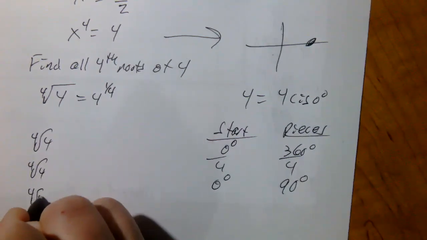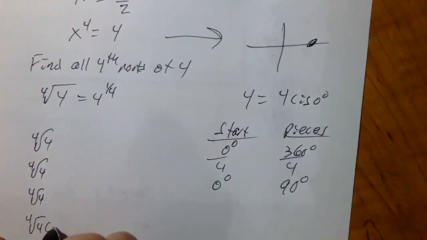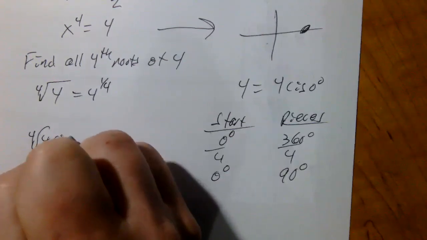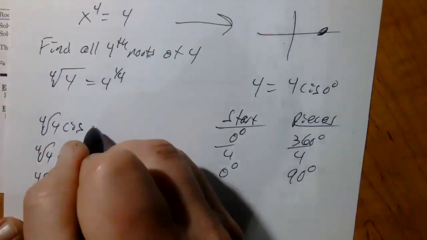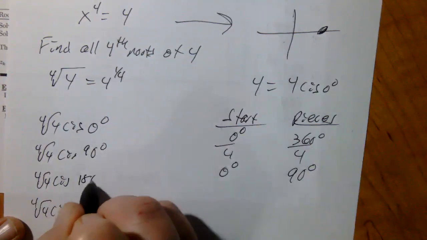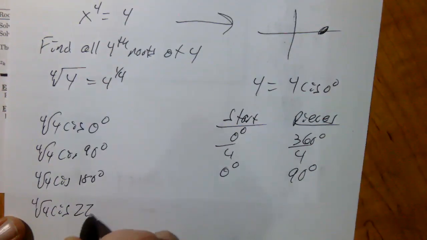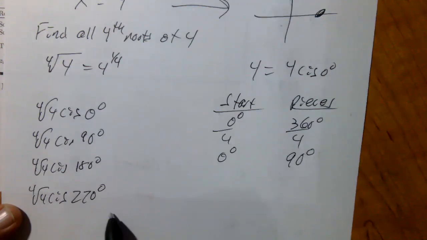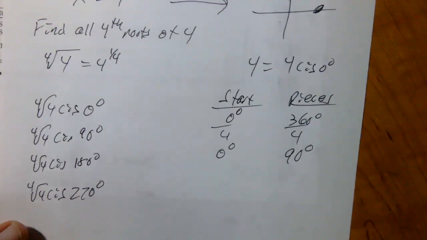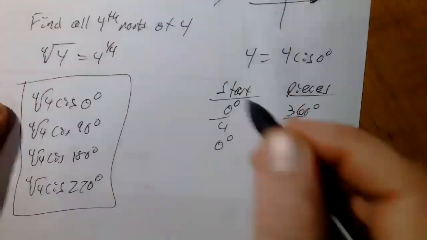All 4 of them are going to look like this. You would just start at 0 degrees, add 90, add 90, add 90. And you could add 90 again, but when you add 90 again, you're going to be right back to 360, which is back to the same one. So there you go, at least in polar form.